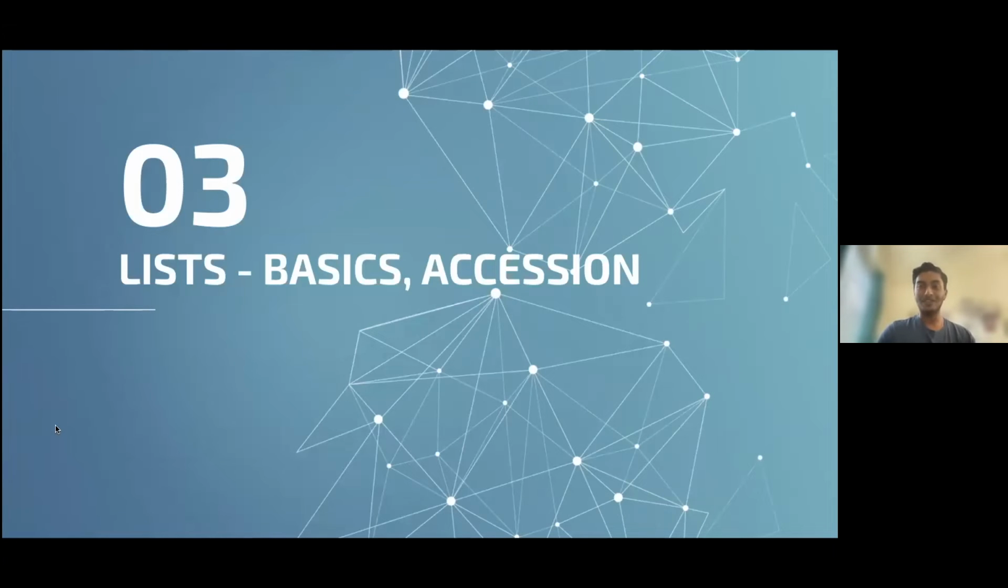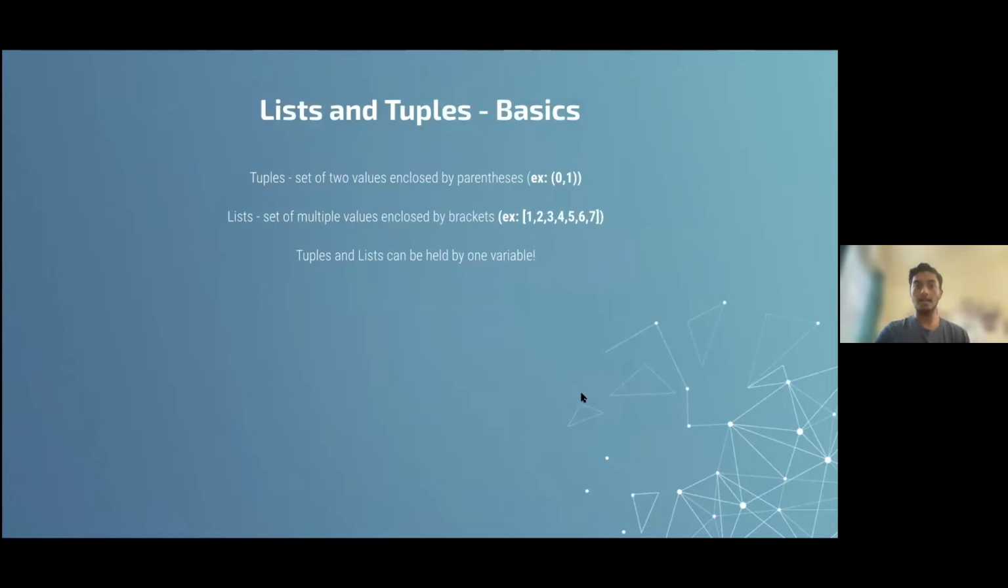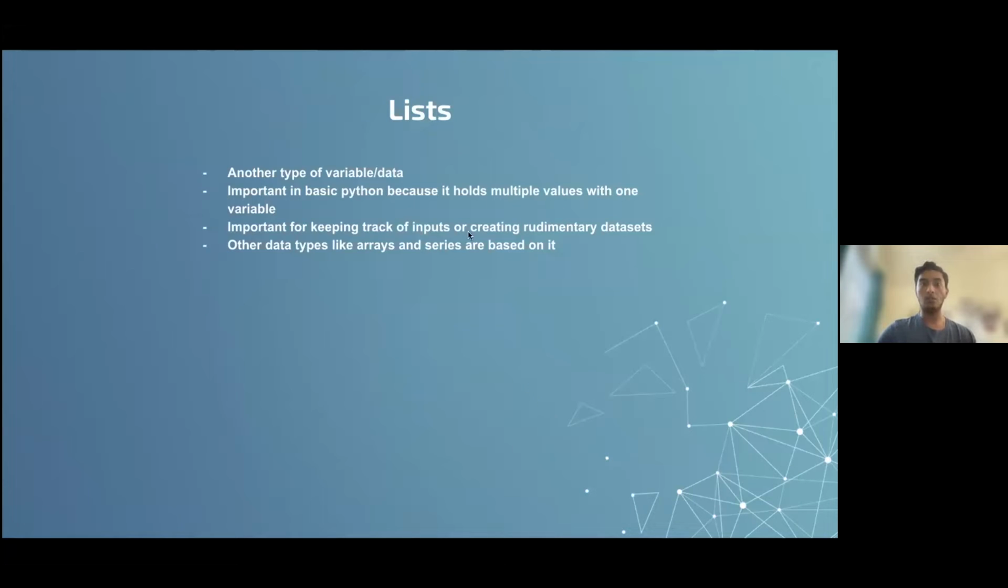All right, let's move to the third thing, which is lists, the basics and the accession of lists. So the basics of lists and tuples are that they're basically placeholders for holding values. A tuple is a set of 2 values enclosed by parentheses, while a list is a set of multiple values enclosed by brackets. Example, the string of numbers. Tuples and lists can be held by one variable. So the advantage is that you can represent a whole set of values simply with the one variable itself.